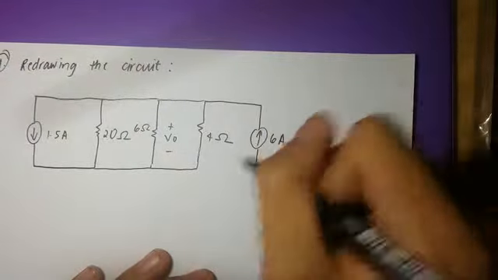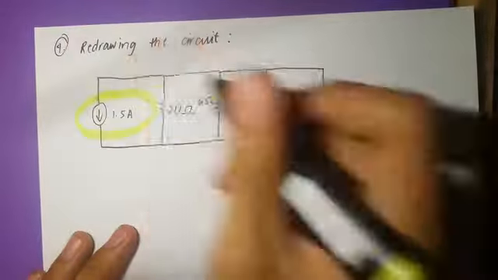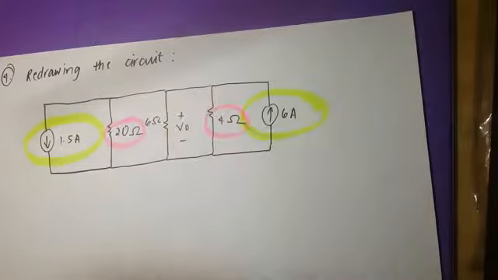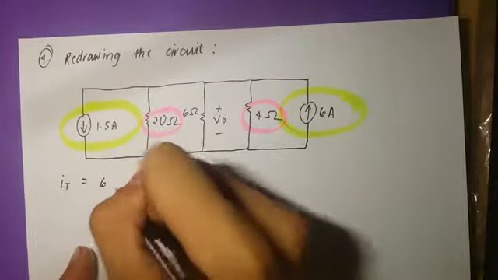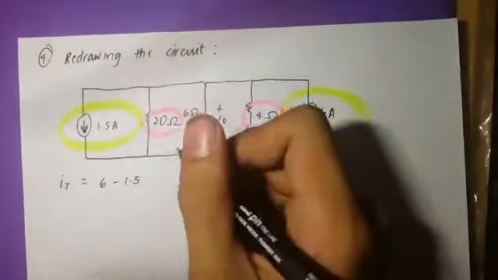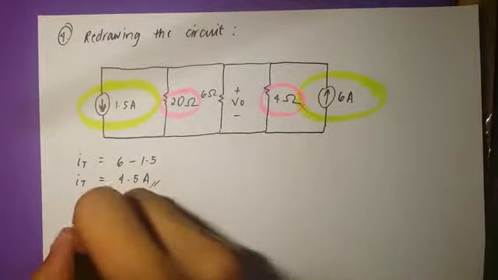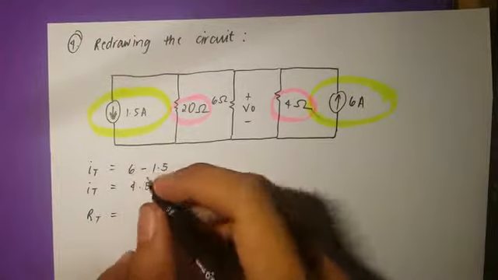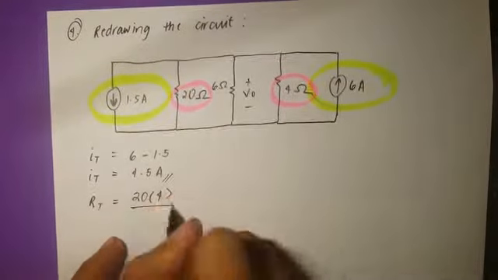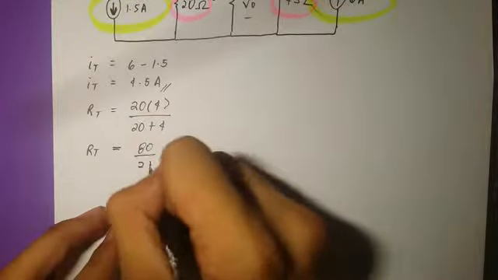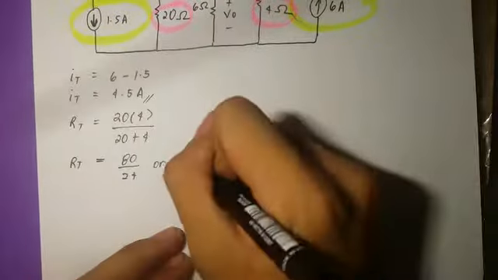So downwards is 1.5 ampere, the 20 ohms here, the VO here, 6 ohms, the 4 ohm here, and the 6 ampere here. We can see that these two currents can be combined, and also these two resistances. Combining those components, I total is 6 minus 1.5, because 1.5 is downwards, so it is equivalent to 4.5 amperes. The resistance will be the parallel combination of 20 and 4, so it will be 80 over 24, or 10 over 3 ohms.